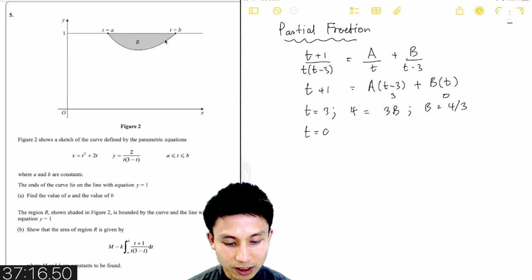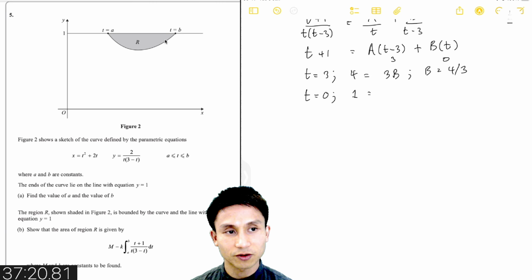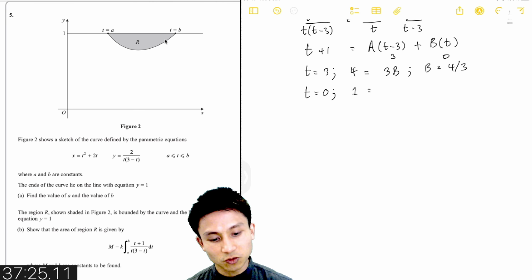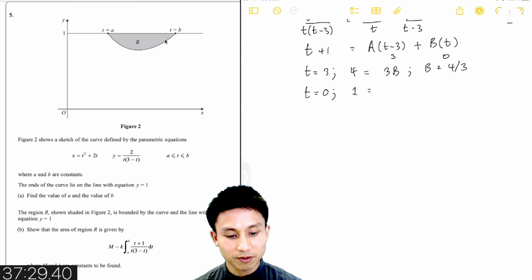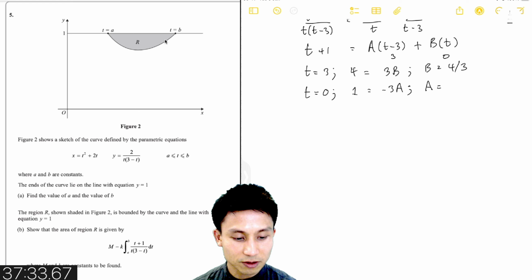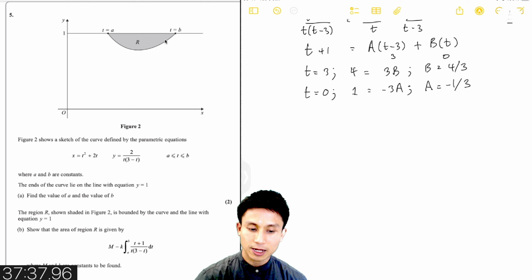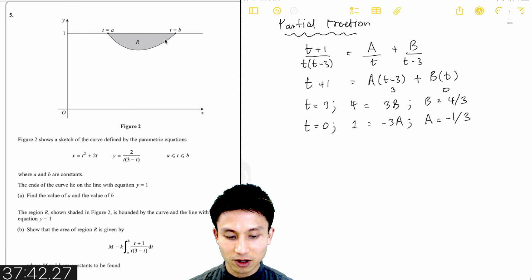And the other one is t being 0. So the left side, with t being 0, would be 1. All right. And then the b term goes away. Substituting t as 0, we get minus 3a. So that means a is minus 1 over 3, right? Okay. So minus 1 over 3 and 4 over 3 would be the constants.